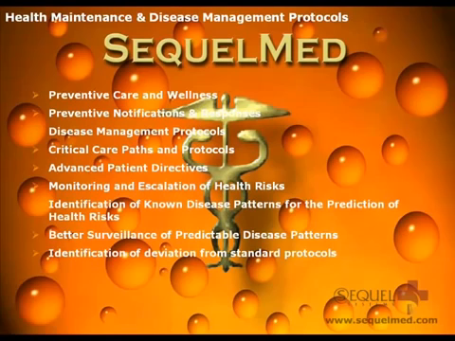As a result of disease management protocols, these things are identified based on known disease patterns or based on prediction of health risks at the time of point of care. So any deviation from standard protocols or better surveillance of predictable disease patterns can be easily identified in an electronic health record.